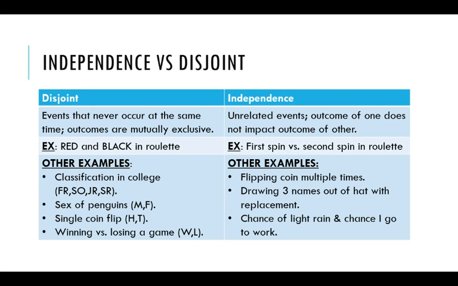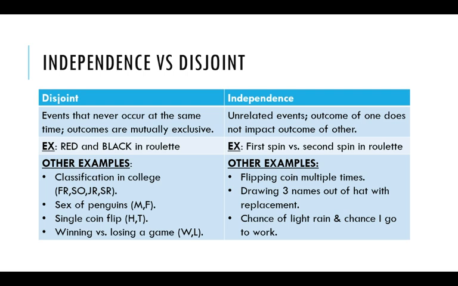One event is unrelated to the other event. So our example has been first spin versus second spin in roulette, right? Everyone agrees that what happens in the first spin has no impact on what happens in the second spin. But other examples: if we flip a coin multiple times, those are independent events. If we draw 3 names out of a hat with replacement, do you agree? Those are independent events because of the with replacement.